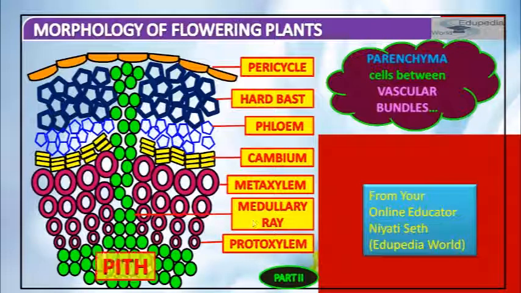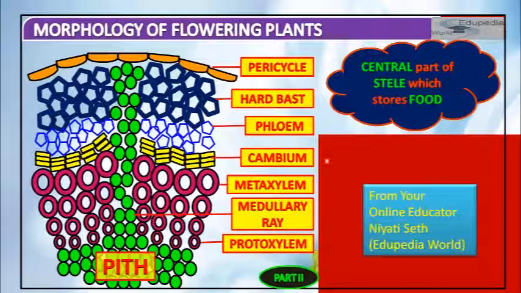And what is pith? Pith is the innermost part of the stem, formed by a group of loosely arranged parenchyma cells, and the intercellular spaces are prominent in pith. The pith is also meant for the storage of food, students. So this is the central part of the stele which stores food.